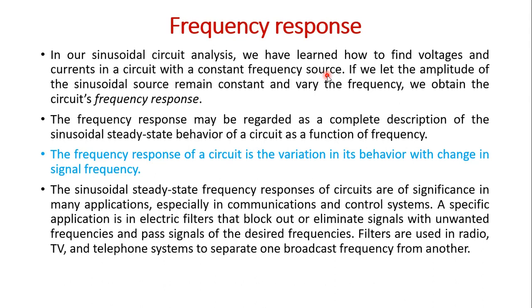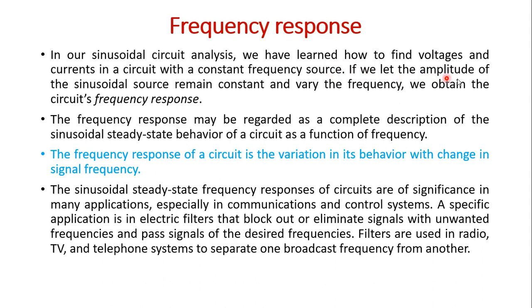So if, suppose, in a problem omega is mentioned as 4 radians per second, then the value of frequency is 4 radians per second, and the source operates at that particular frequency. It does not change. That's what we call a constant frequency source. Till now we have discussed only the constant frequency source, that is omega. It does not vary, it is fixed at a particular value.